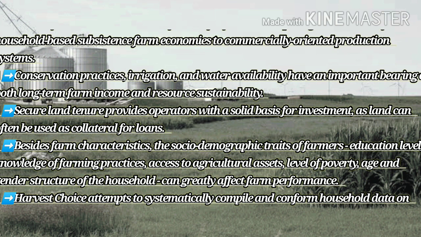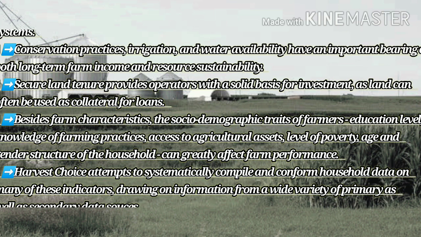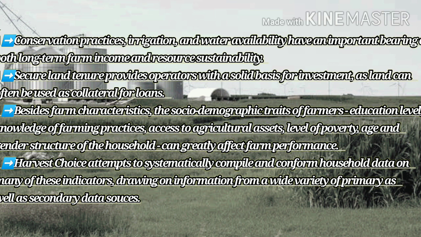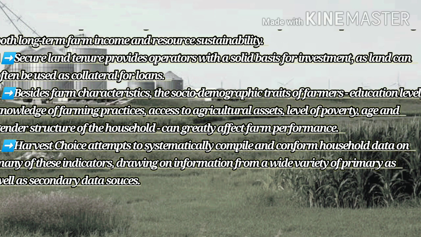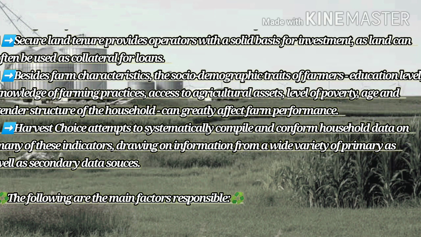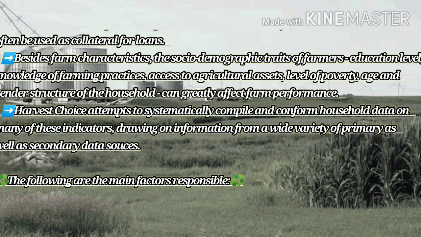Conservation practices, irrigation, and water availability have an important bearing on both long-term farm income and resource sustainability. Secure land tenure provides operators with a solid basis for investment, as land can often be used as collateral for loans. Besides farm characteristics, the socio-demographic traits of farmers, such as education level, knowledge of farming practices, access to agricultural assets, level of poverty, and age and gender structure of the household, can greatly affect farm performance.